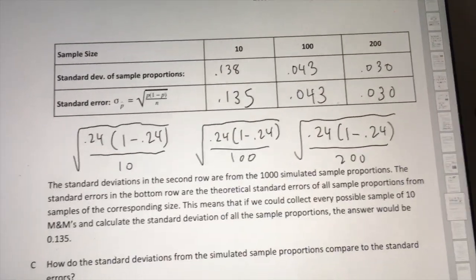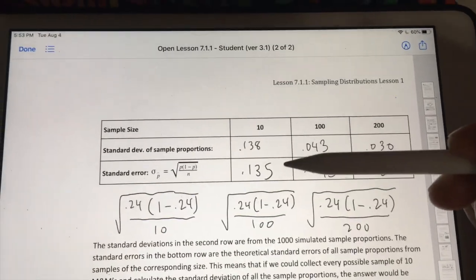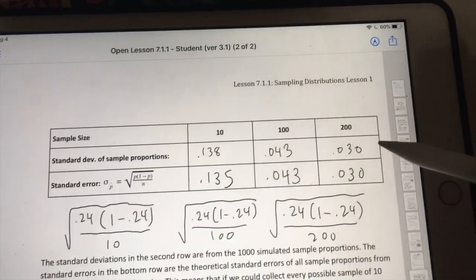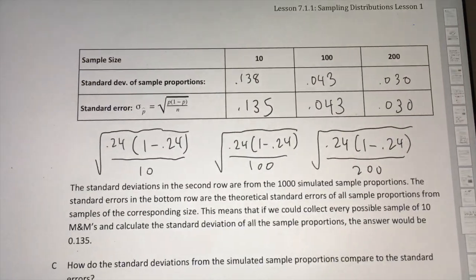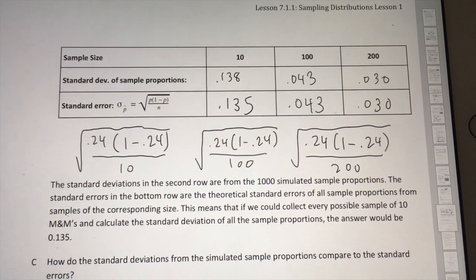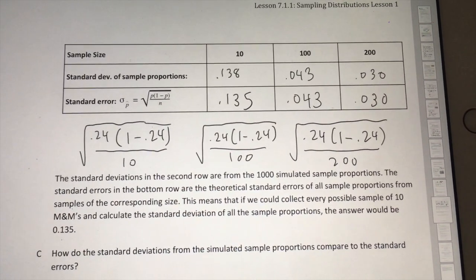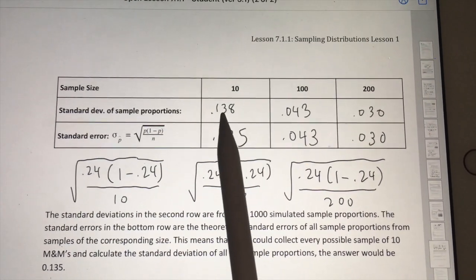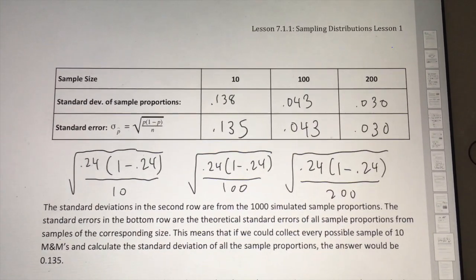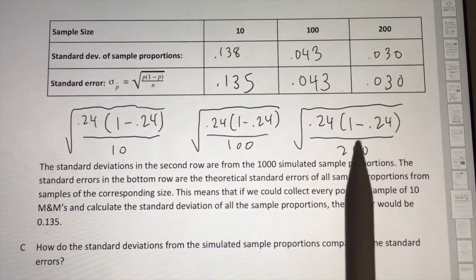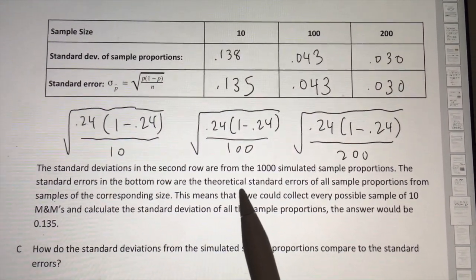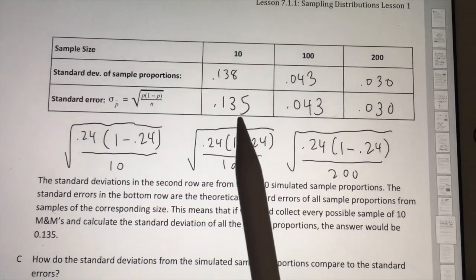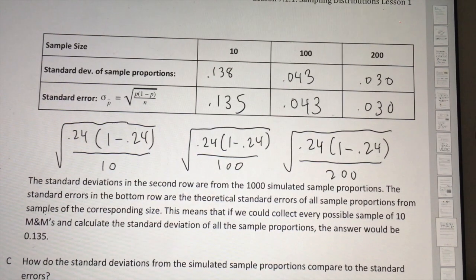What do we notice here? These numbers are close, aren't they? These numbers are close, these numbers are close, and these numbers are close. The standard deviations in the second row are from the 1,000 simulated sample proportions. So everything you see in this second row, that's from the simulation. What's that third row? These are the theoretical standard errors of all of them, which means if we do this experiment forever, that's what we expect the curve to look like.